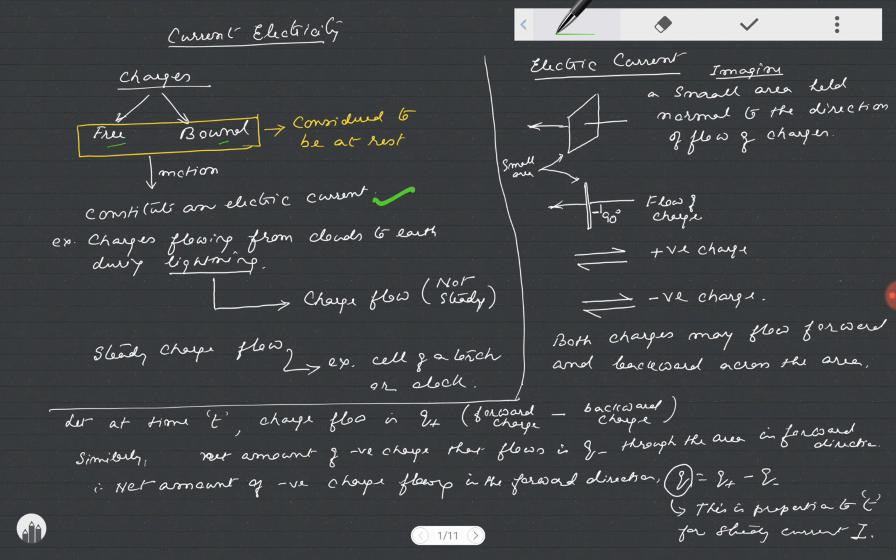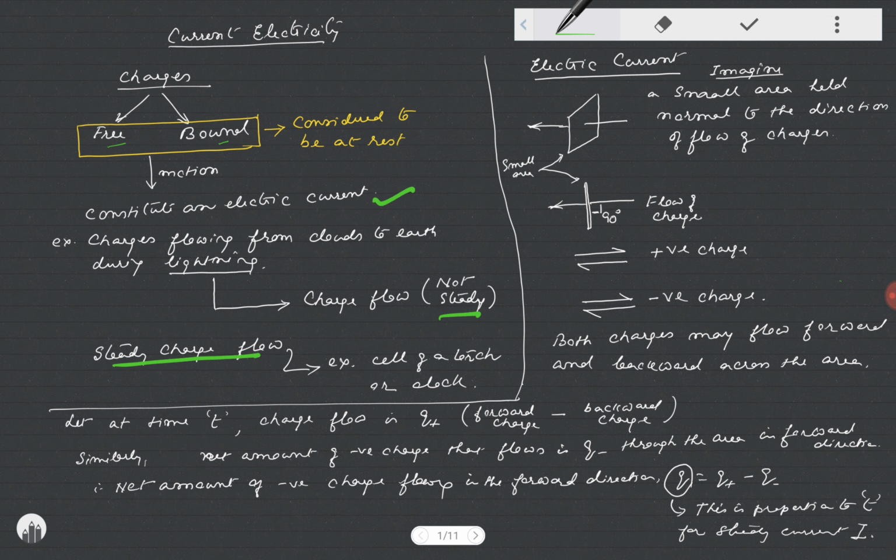Charges flowing from clouds to earth during lightning is an example, but the charge flow that takes place is not steady. Where can you see steady charge flows? In the cell of a torch or a clock. Now I think you have understood about these charges, and now we'll go on to learn about electric current.